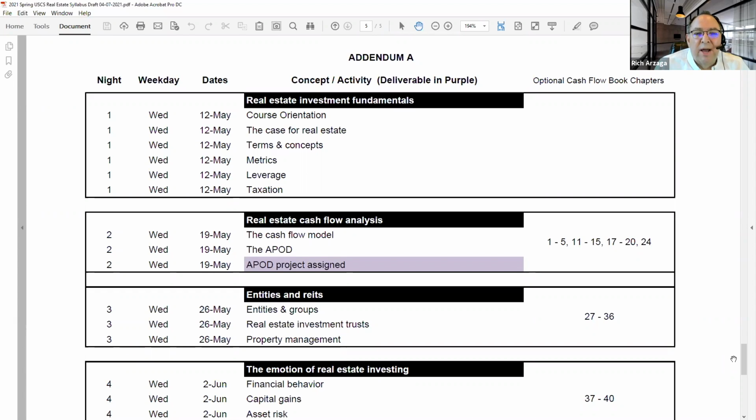It will not be useful for homes that you live in, because you're not charging yourself rent, so it's a whole different thing. Maybe if you have an accessory dwelling unit, an ADU, a grandmother unit out there in the back that you rent, this cash flow analysis would be useful for that, but not for things that you consume, which is your home, a second home, a vacation home, that sort of thing. Okay, so those are the first 2 nights.